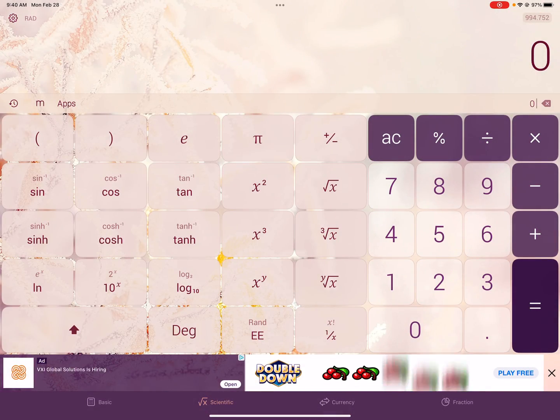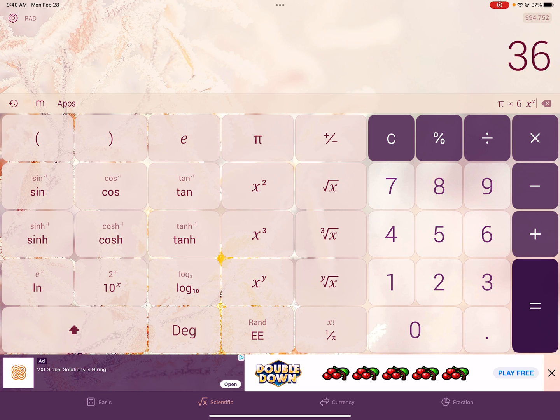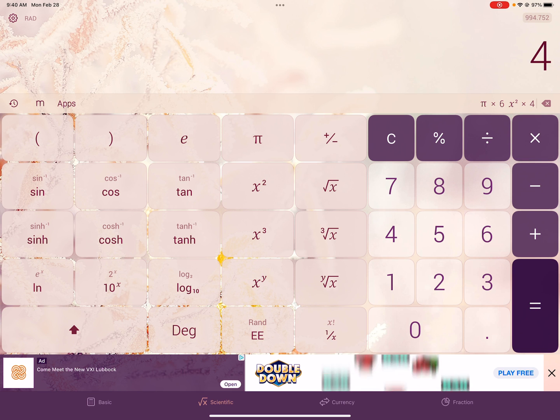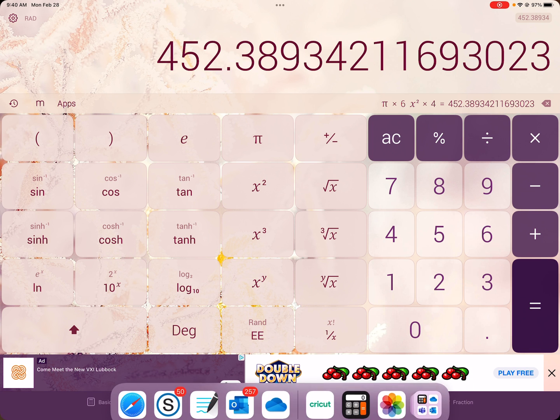You are going to type in exactly what the formula said. So I'm going to go to scientific calculator and I'm going to say pi times 6 squared, which is 36, times 4. Y'all's is not going to look exactly like this, but you do get 452.39.